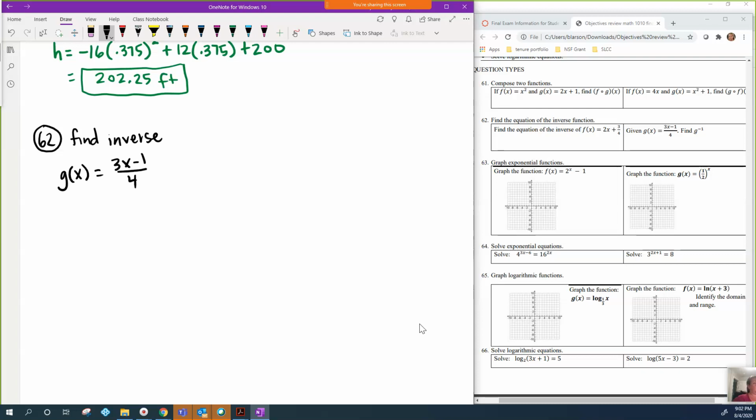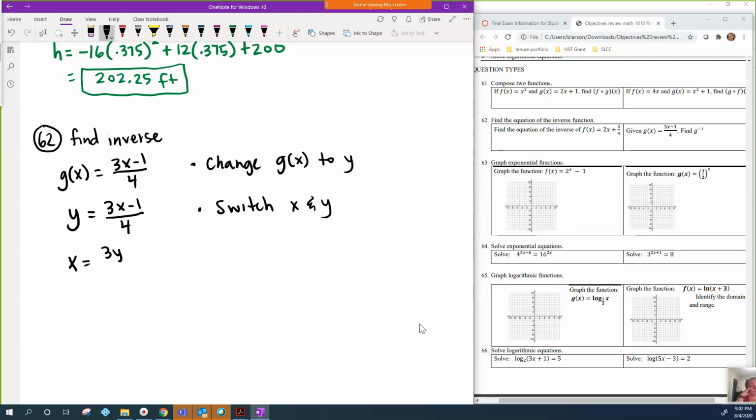All right. And so if I want to find the inverse of this, there's 4 steps that you're going to take. You're going to change your g of x to y, or f of x, or whatever that gives you for that. So we'll have y equals 3x minus 1 over 4. Then you're going to switch your x and y. So I'll have x equals 3y minus 1 over 4. And then the third step is I'm going to solve for y.